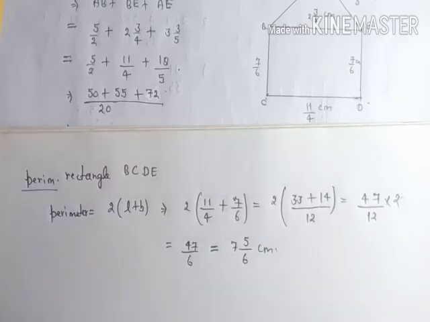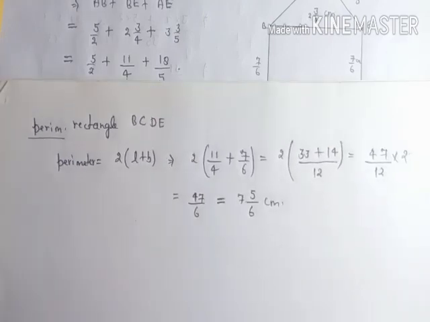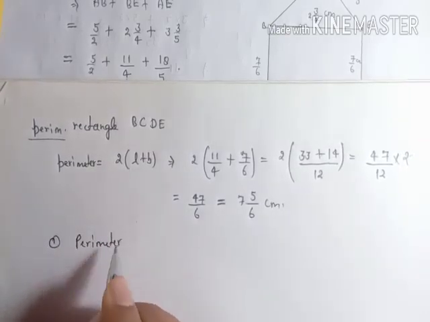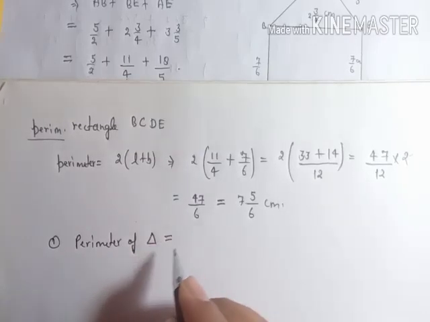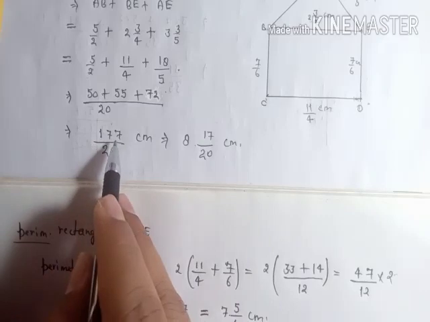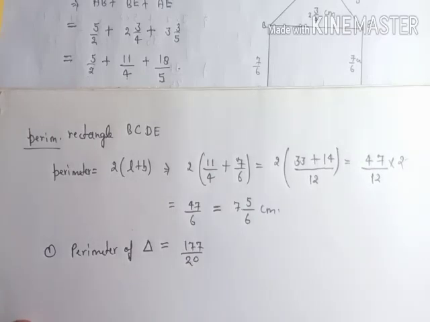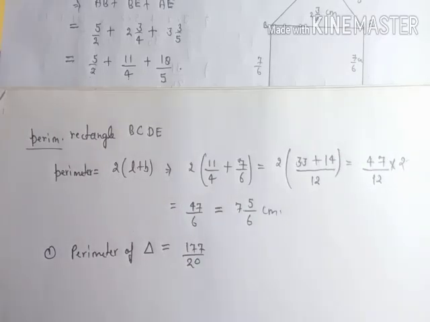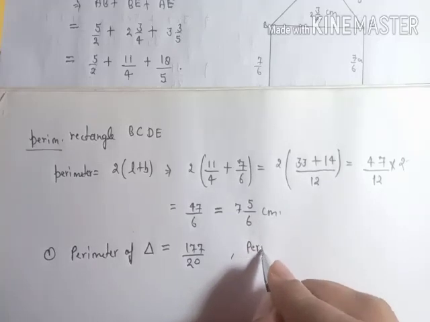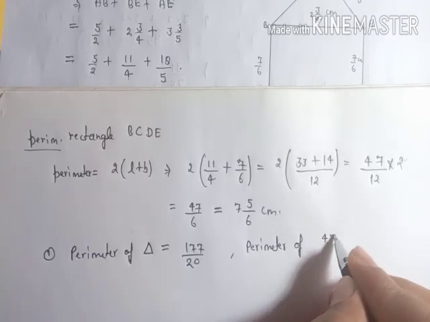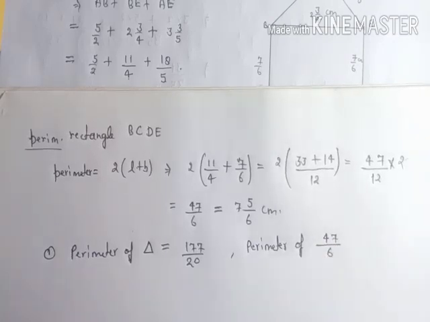It is said in the question, whose perimeter is greater. So we have two parts in this question. Perimeter of triangle is equal to what? You can see that is 177 upon 20. So right here 177 upon 20. And this is the perimeter of the triangle, and the perimeter of the rectangle is 47 upon 6. Now we have to compare these two fractions.